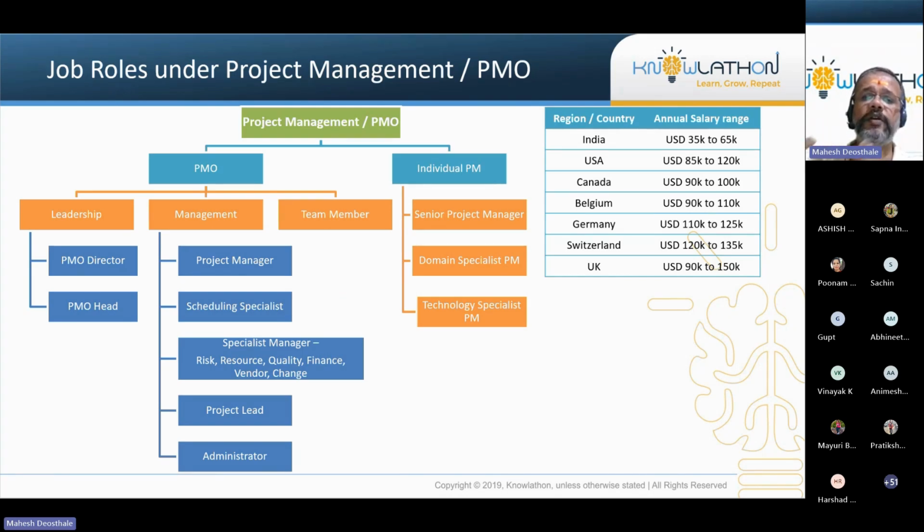So delivery manager, senior delivery manager, then maybe director, VP. So that will be the organizational hierarchy that you will grow into. Or there could be divergence. Now, what are those divergences?